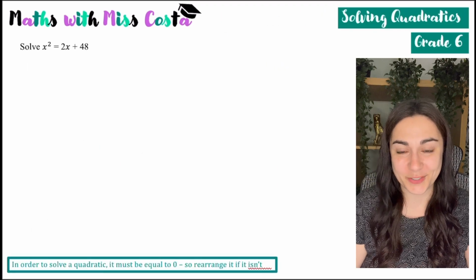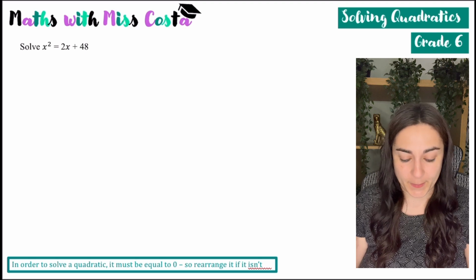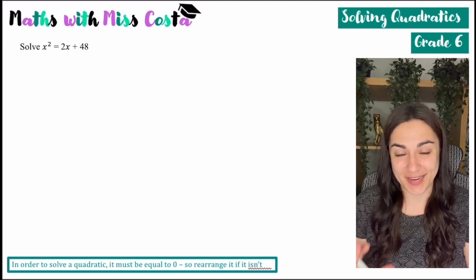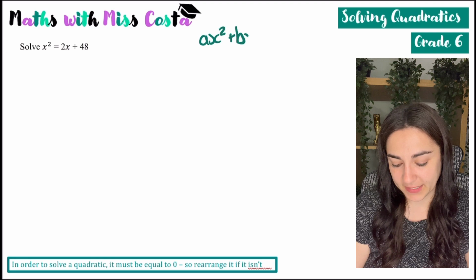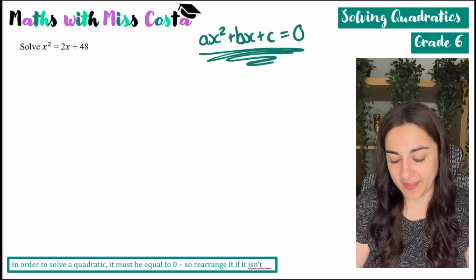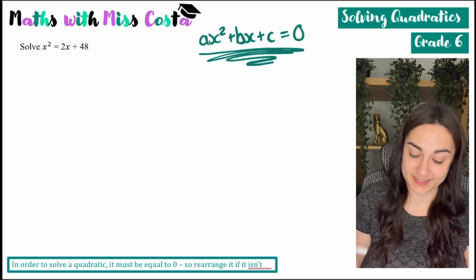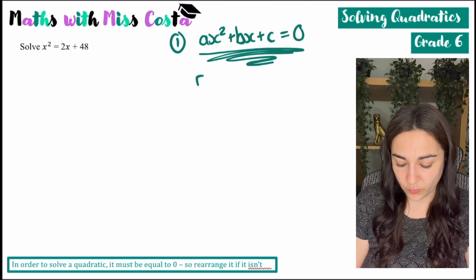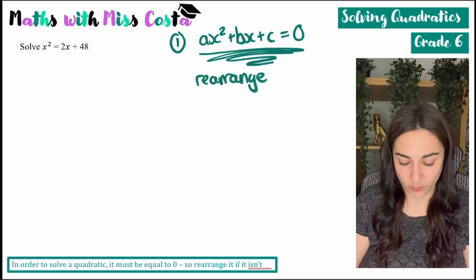Okay, so the key thing to remember with solving quadratics is, A, you need to get them so that they are in the form ax squared plus bx plus c equals 0. So they need to be in that form in order for you to then be able to factorize and solve. So step 1, rearrange it so that all the terms are on one side and they're equal to 0.